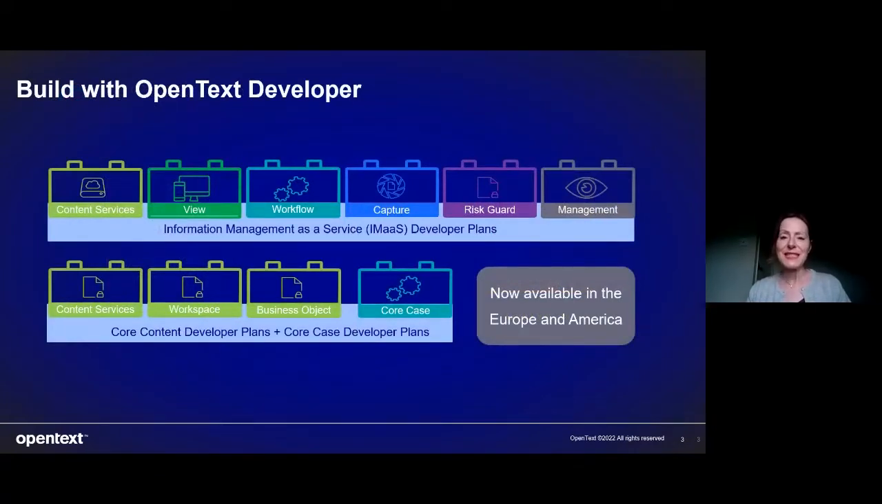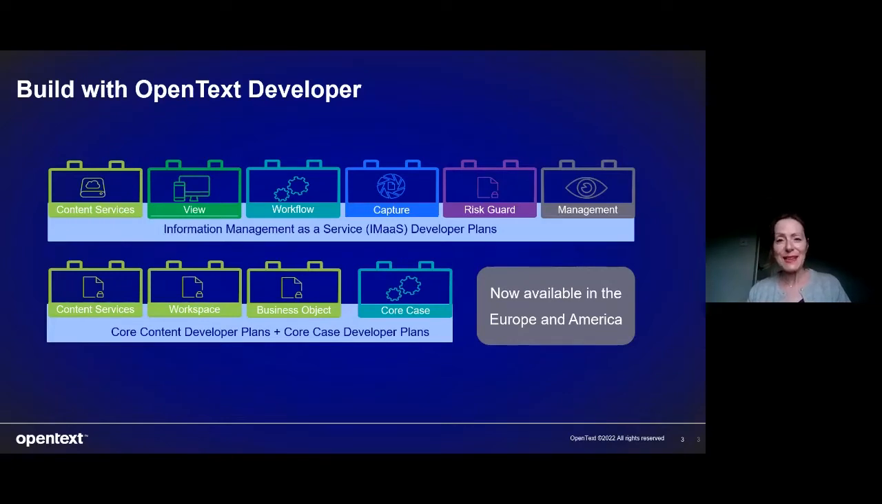So these are the services that are available for you to actually build with. The top row is the list of IMaaS services and APIs that are available on the developer plan. These are basically building blocks which we've put together that we think will be really great for you to build any content-centric or process-centric application.